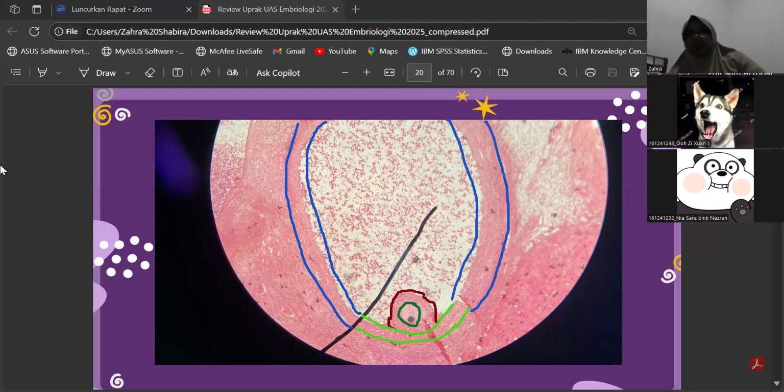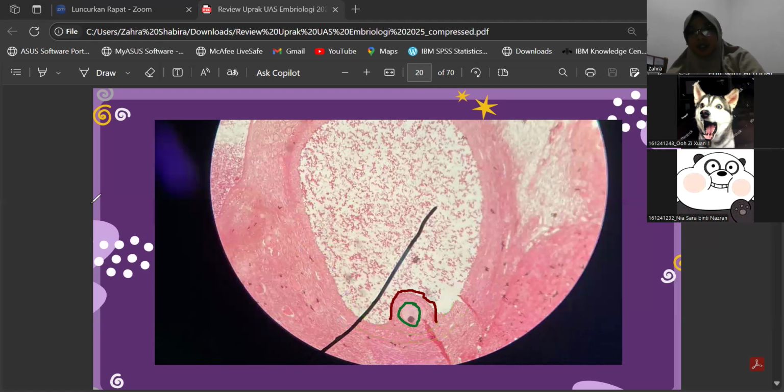Nah, kayak gini. Terus yang ini ya, this one, this cavity around here, this is the antrum. You can call it antrum, you can also call it antral cavity, it's okay. This is the graafian follicle. So the question, if there is a black arrow pointed to this cavity or this space, the answer usually is antrum or antral cavity. You can answer that.